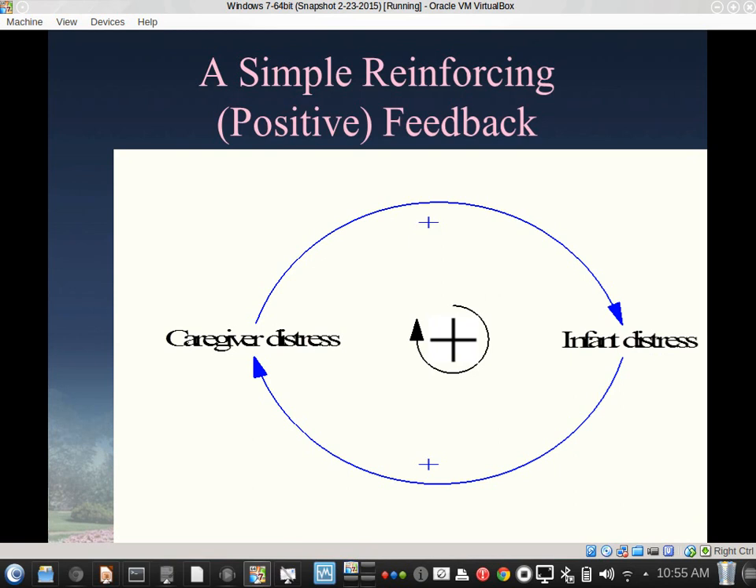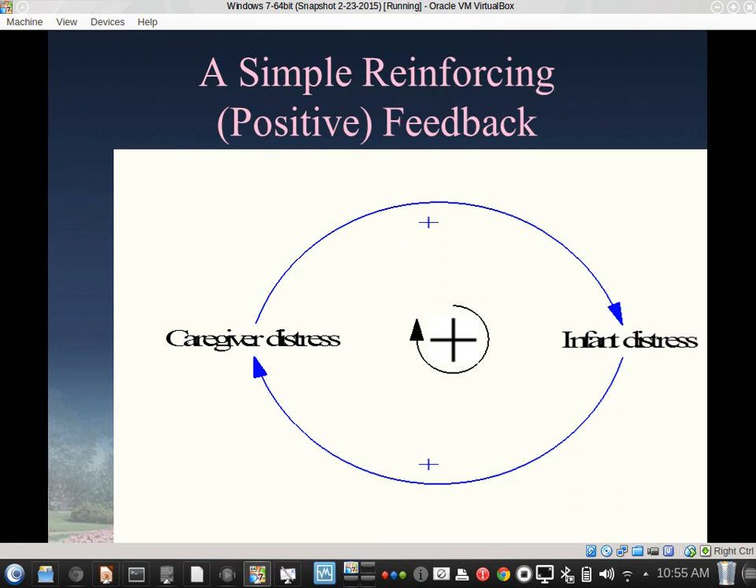But meanwhile, there's also another link you'll notice between caregiver distress and infant distress. It's associated with a plus as well. So if caregiver distress rises, infant distress rises. Here we have a situation with two links, from A to B and B to A. And what it's saying is that a change in A, infant distress, will tend to ripple around, all other things being equal, and we'll take a look at some of those other things in just a minute.